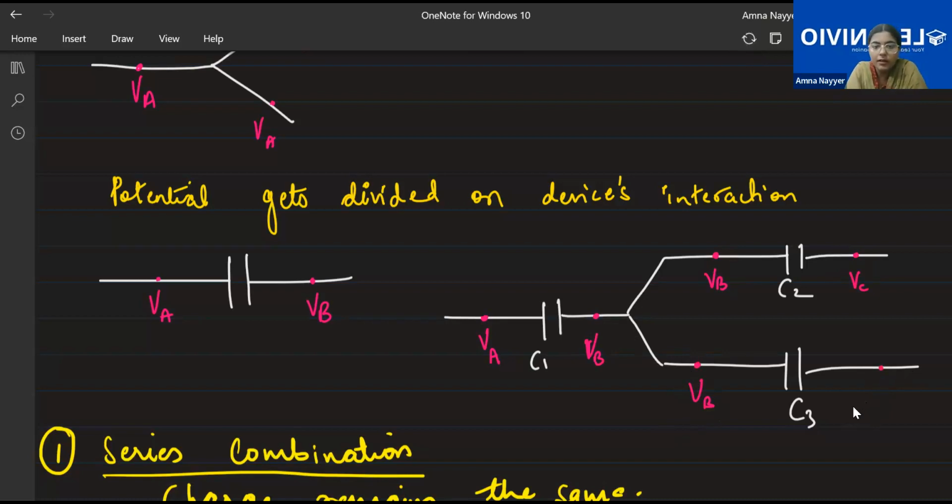It's a new resistor, not VC. It will be VD or something. Yeah, VD or something, exactly. Let's take it VD. So this part is clear. Yes, ma'am.